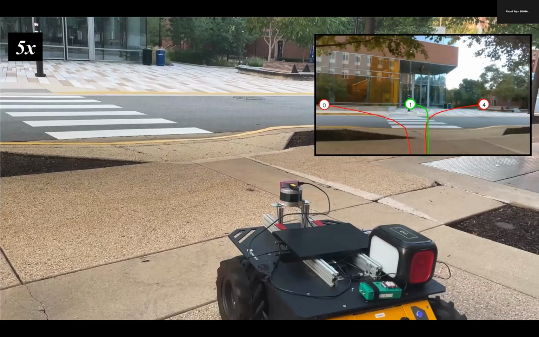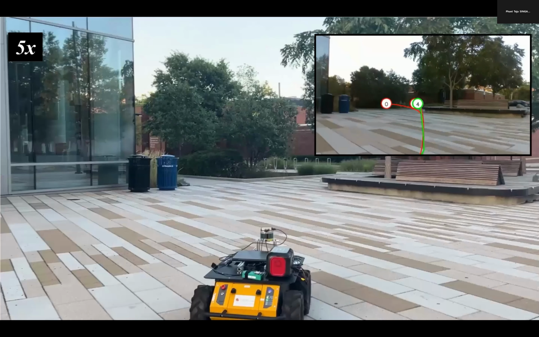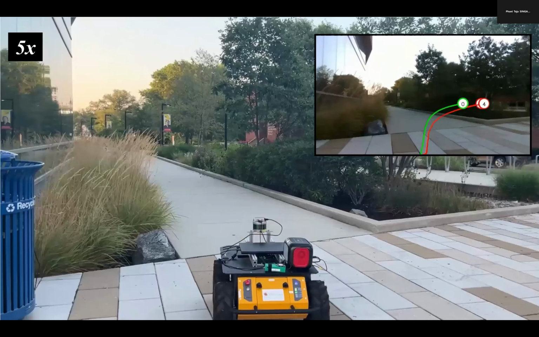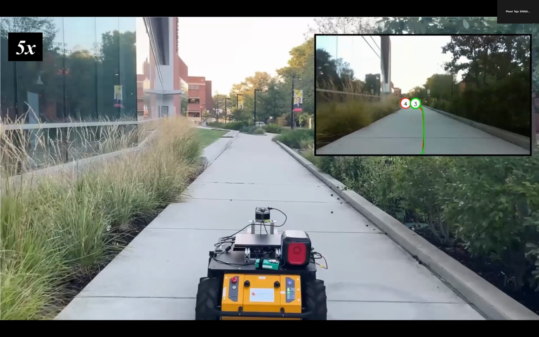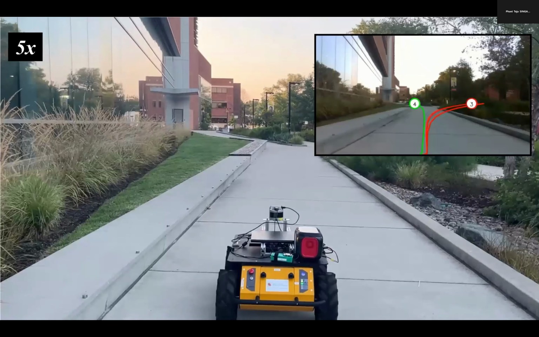So we present VLTGS, and this is a short demo of VLTGS navigating through our outdoor scenarios like crosswalks, around-the-corner scenarios, flower beds, and curves. Those are scenarios that require more than just geometric information.